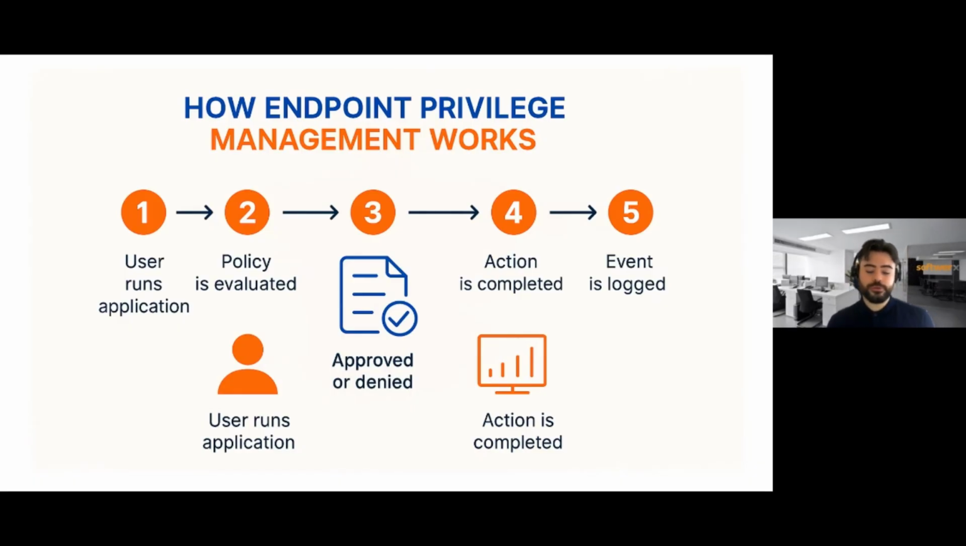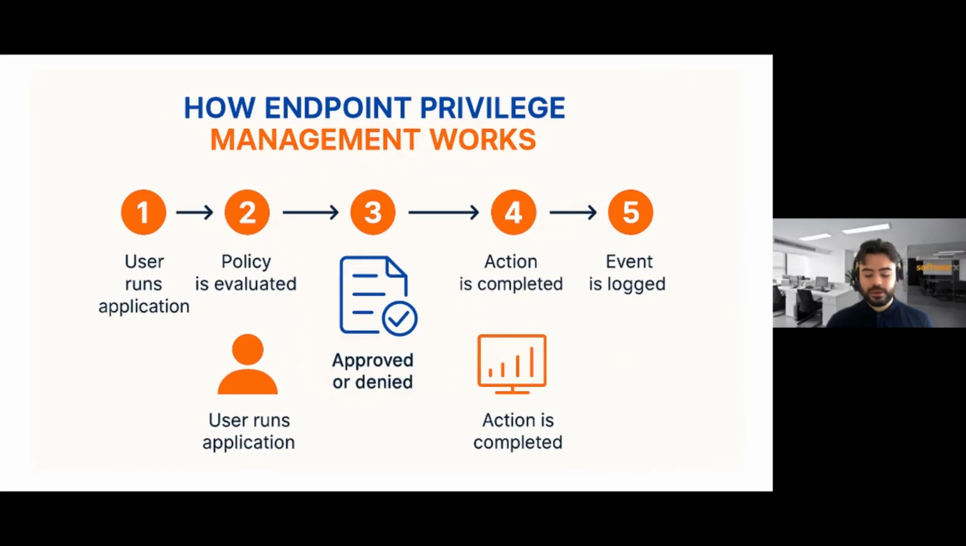That request is either approved or denied. It's either approved manually for a support request, or it's approved via a predefined file hash or certificate of the application. And we'll touch on that in a little bit more detail as well. Once that action is completed, the event is logged, and the user is then able to run or not run the application that's been requested to be elevated. So a relatively simple process.